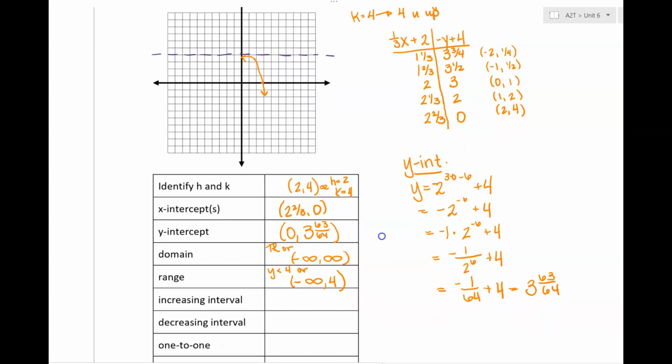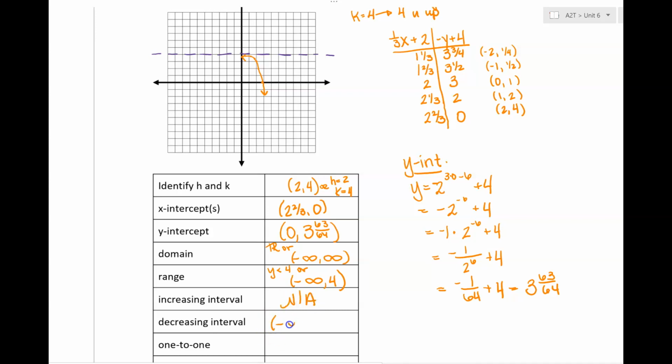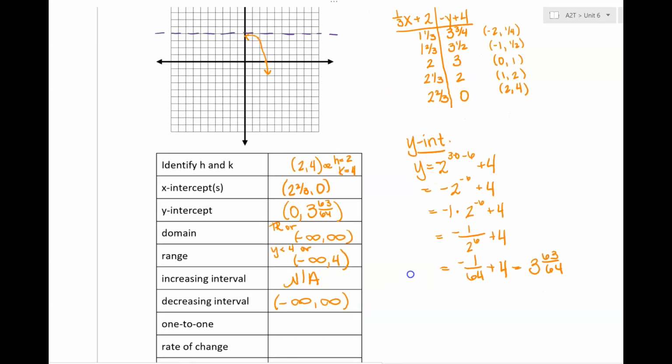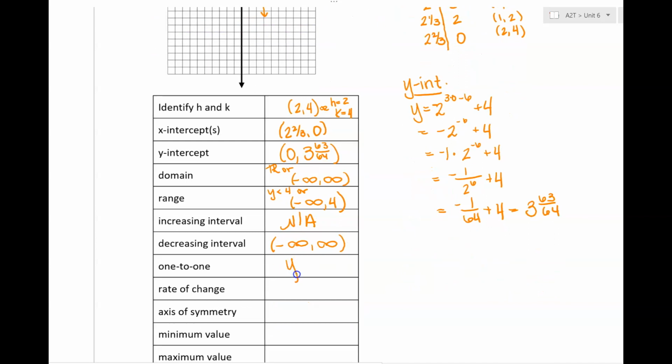It's not increasing. Is it still exponential growth? Absolutely. But our graph is decreasing. What that means is as x goes from negative infinity to positive infinity, our y values are decreasing. 1 to 1? Heck yeah. Rate of change varies.